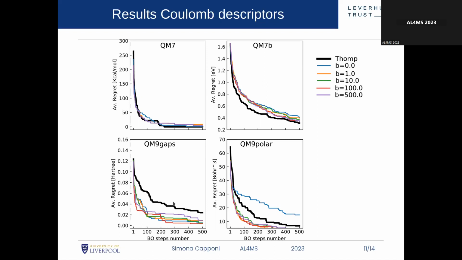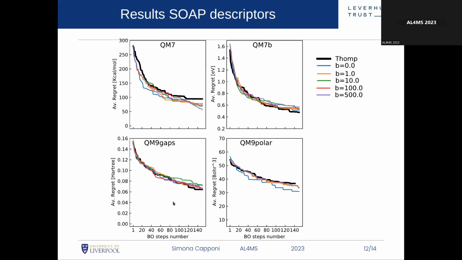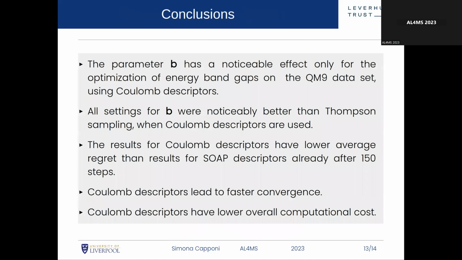The same cannot be said about the SOAP descriptor. First of all, you can see that generally the SOAP descriptors give lower performance with respect to Coulomb descriptors, and in 2 cases out of 4, Thompson outperforms our method if we use this descriptor. So we concluded that at least for this data set, the Coulomb descriptor works better if interfaced with this kind of Bayesian optimization flavor.